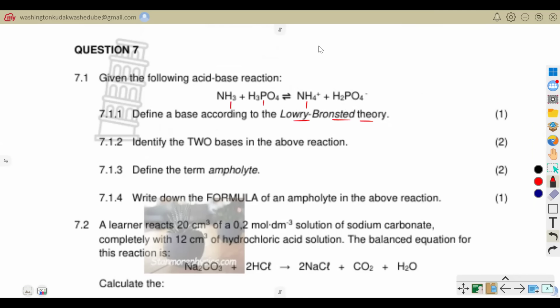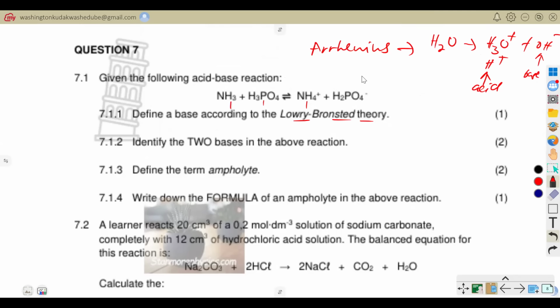So there are two people who defined acids and bases. The first one was Arrhenius. He said that water dissociates to form H3O plus and OH minus, or else H plus ions. And then he said that if you dissolve a substance and that substance increases these H plus or H3O plus ions, then it means that it's an acid. But if it increases the OH minus ions, then it becomes a base.